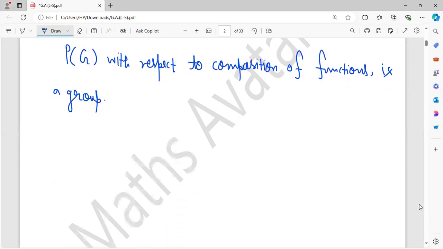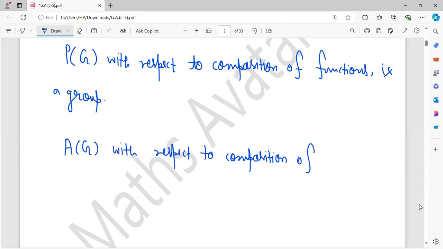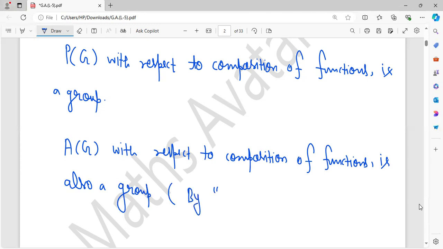Now what is A(G)? We already know that A(G) with respect to composition of functions is also a group, by group automorphism Lecture 4. You see Lecture 4, we have shown that A(G) is a group with respect to composition of functions.